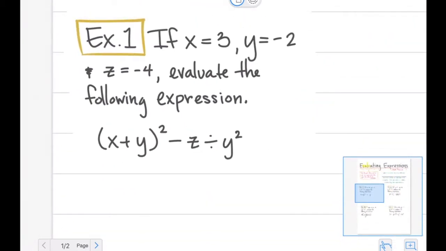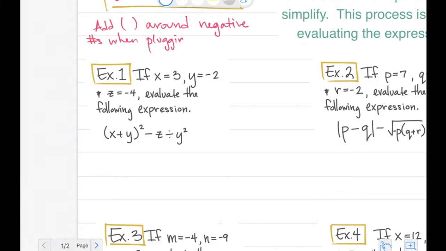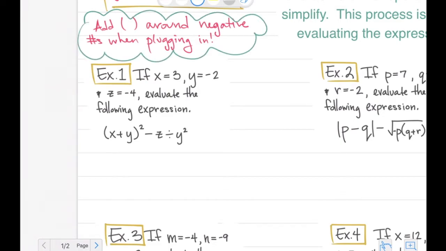All right, one side note I want you to add is I want you to always remember to add parentheses around negative numbers when plugging in. I think that's really, really important. So highlight, star, do something to help you remember to do that, and I'm going to model it for you as well.